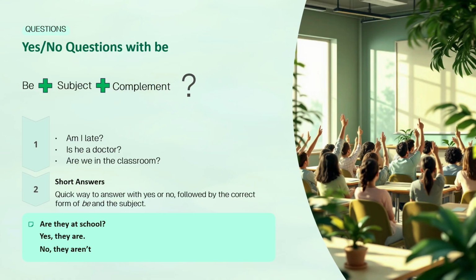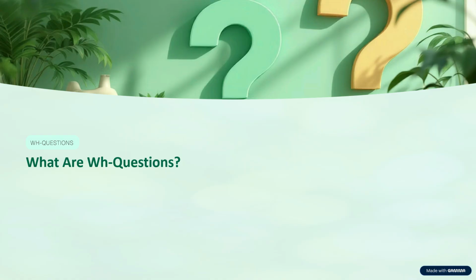Notice that in affirmative short answers, we never use contractions, so we say, "Yes, they are," not "Yes, they're." In negative short answers, however, contractions like isn't or aren't are fine. Examples: "No, he isn't," or "No, we aren't."